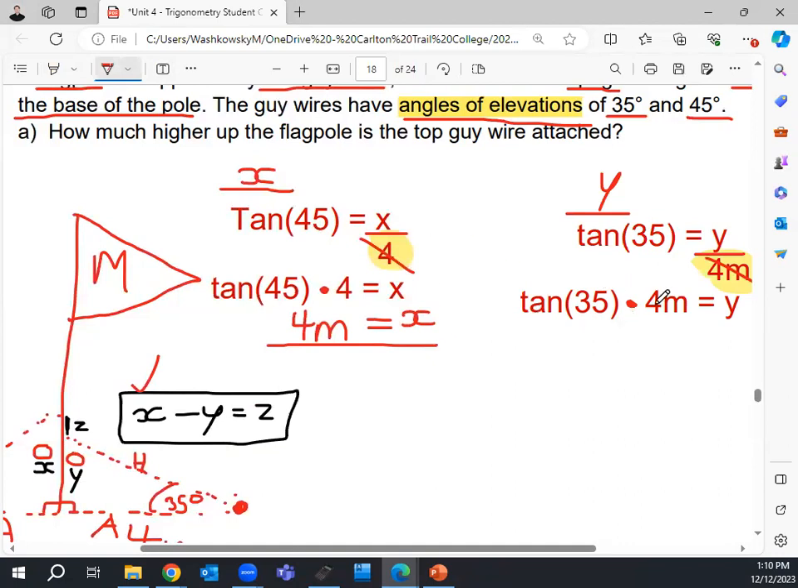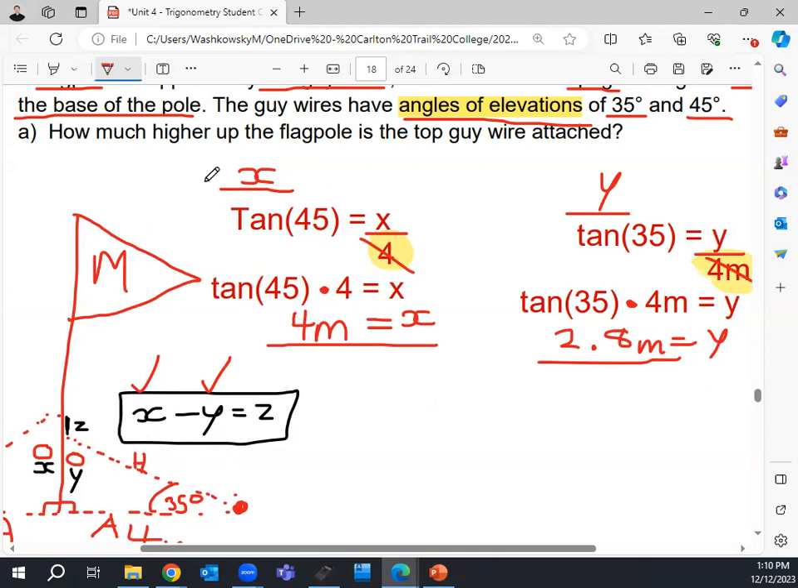And now what I end up getting here is I do get 2.8. So y is equal to 2.8 meters. Underline that, that's important. Okay, and we have to thank previous us here.